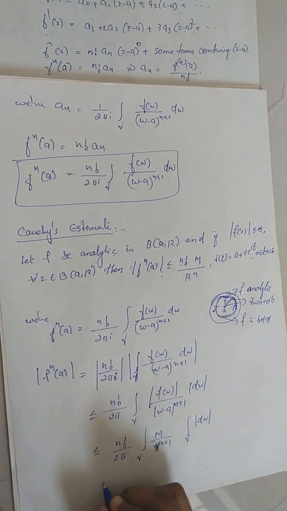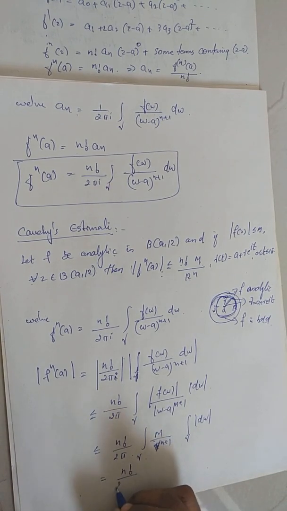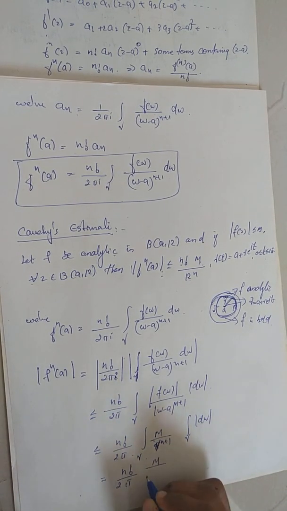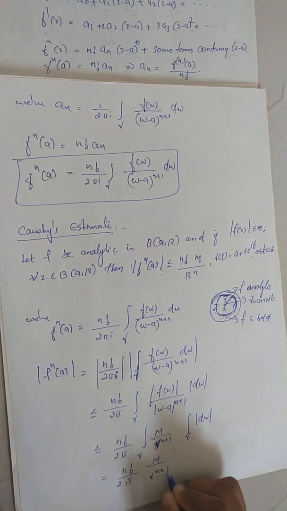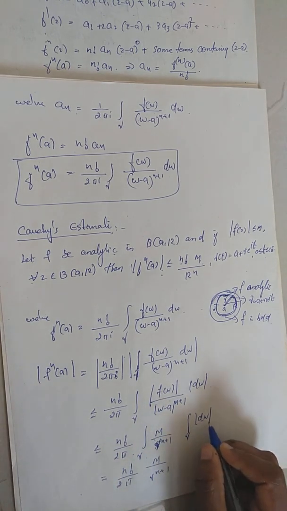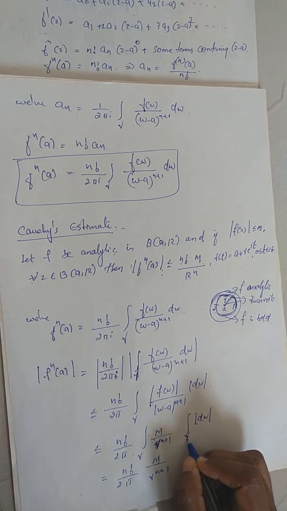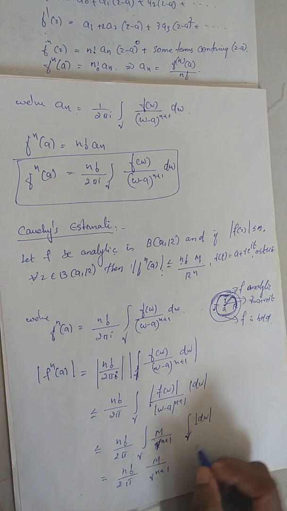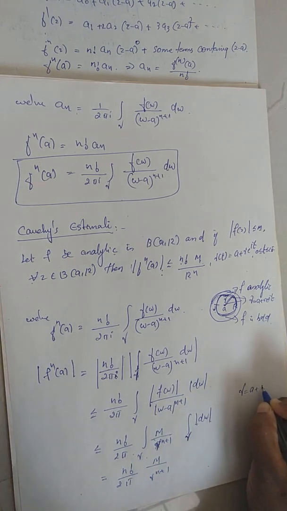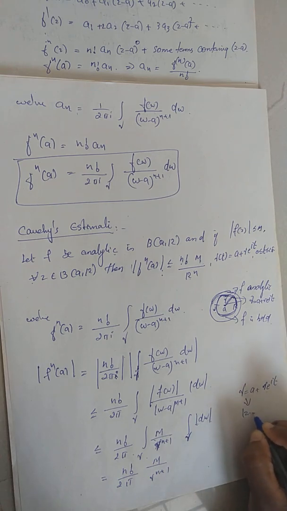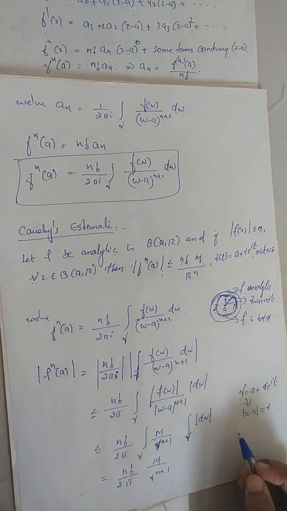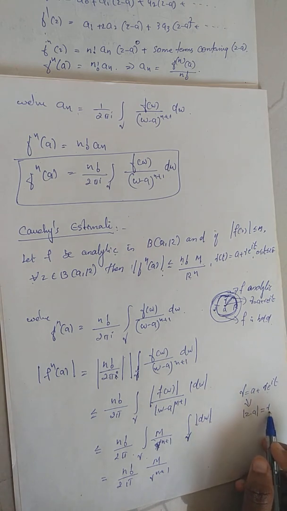So that is equal to n factorial, 2 pi is there, M can be taken outside the integration, r raised to n plus 1 is there, and what is the integral over gamma of dw? The integral over gamma of dw means the length of the curve gamma. And what is gamma? Gamma equals a plus r e raised to it, and this is nothing but the circle which actually represents mod z minus a equal to r. What is mod z minus a equal to r? It is the equation of a circle with center a and radius r. So what will be its length?